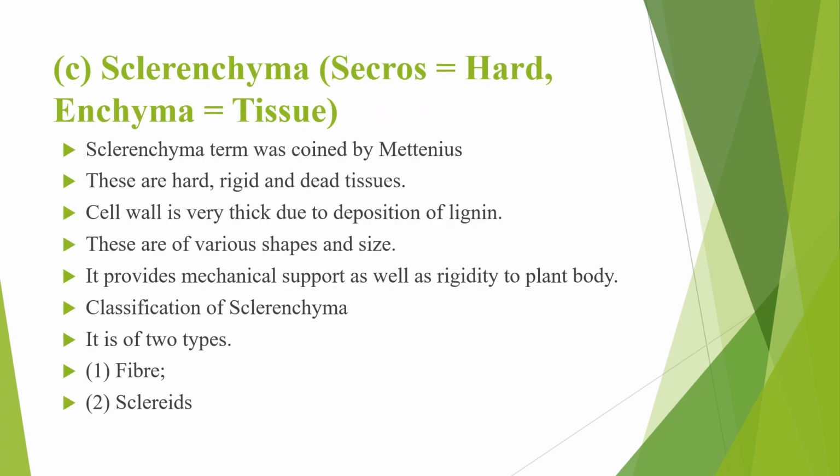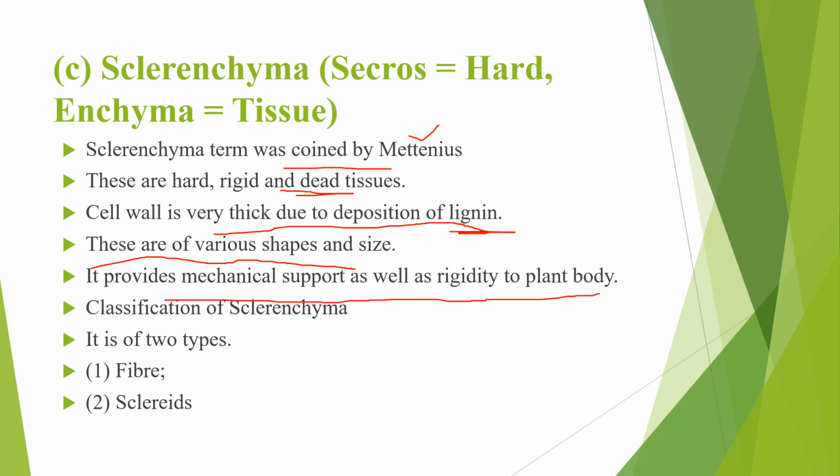Next, sclerenchyma. Scleros means hard and enchyma means tissue. The word sclerenchyma was first coined by Mettenius. These are hard, rigid and dead tissue. The cell wall is very thick due to deposition of lignin. These are of various shapes and sizes. They provide mechanical support as well as rigidity to the plant body.